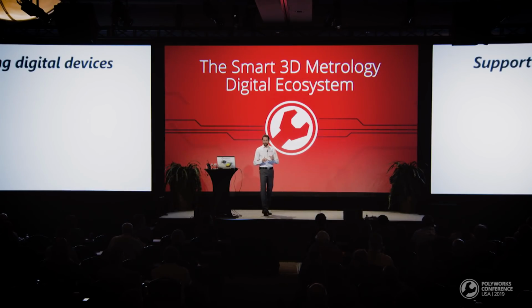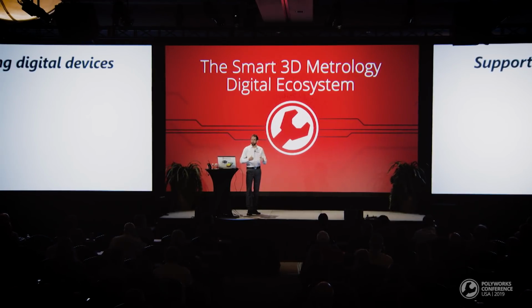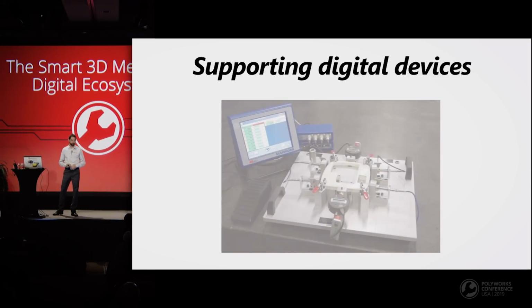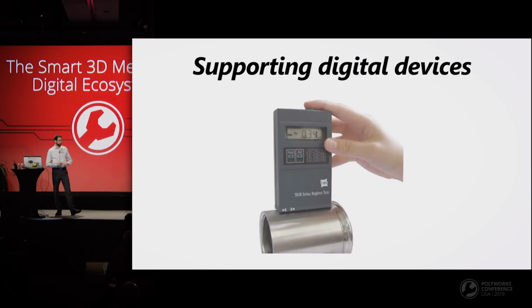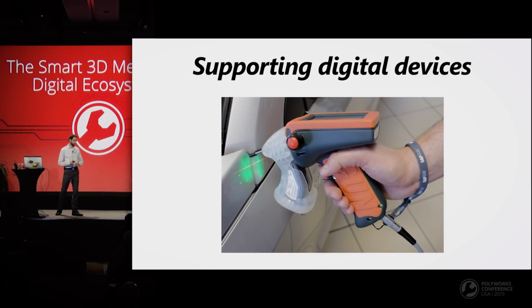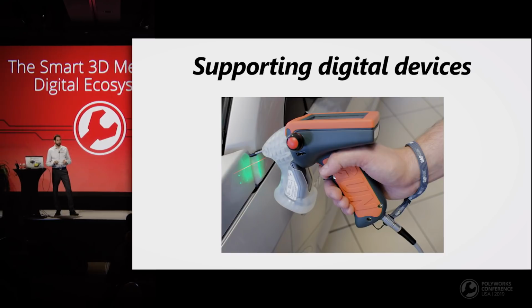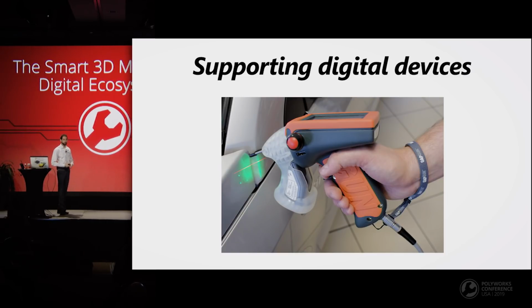So what we've seen in this video is that this technology will allow you to integrate any digital devices in your standard PolyWorks environment. Think about digital calipers, LMI gauges, roughness gauges, flush and gap gauges. So all these digital devices can be integrated within PolyWorks.